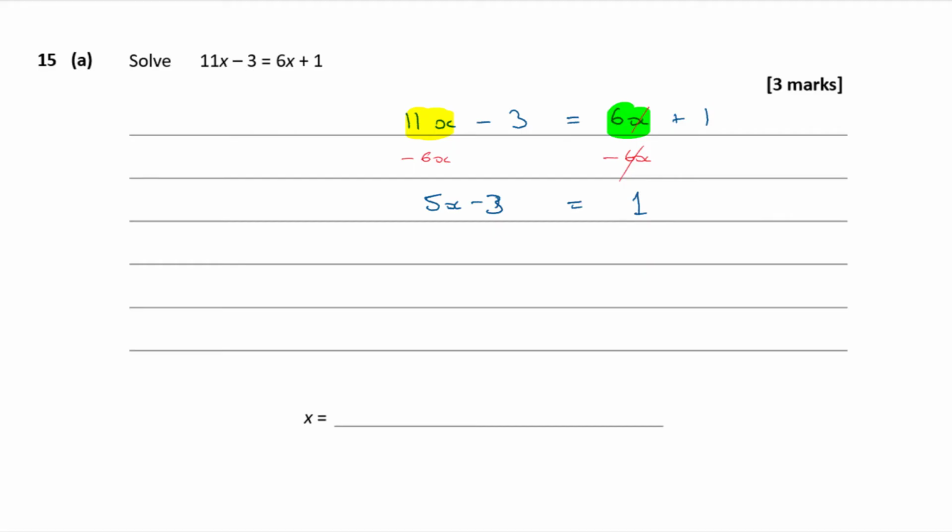To get rid of that minus 3 next to the 5x, I'm going to add 3 to both sides. They'll cancel, leaving me with 5x on the left, and 1 plus 3 is 4. Finally, to get rid of that 5 next to the x, I'm going to divide both sides by 5. They'll cancel, leaving me with x on the left. I'm just going to leave it like that, 4/5. That's perfectly acceptable as a fraction. Why would you do anything else? You could turn it into a decimal, but you'd just be wasting time because 4/5 is a perfectly acceptable answer.